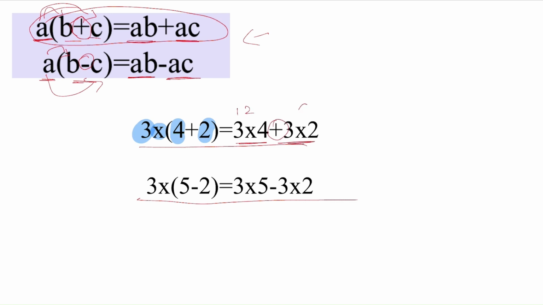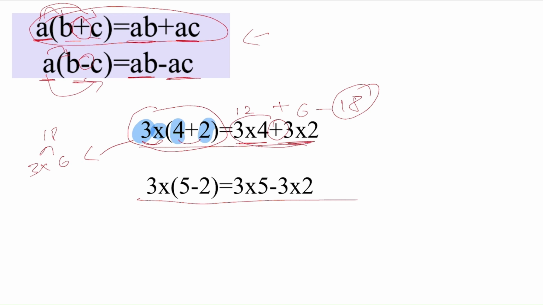This one is 12, this one is 6. If you add these numbers, you will have 18. Also, if you complete this operation, you will have 3 times 6, 6 from 4 plus 2, 3 times is from here. Okay. Also, we know that 3 times 6 is 18, which is equal to this one. I mean, the result of these numbers.